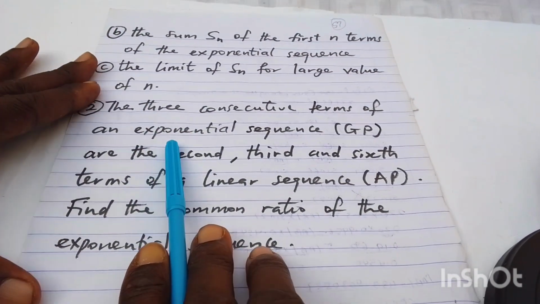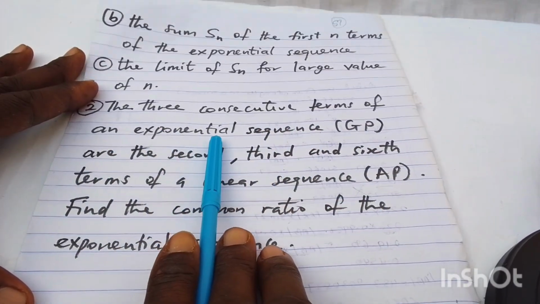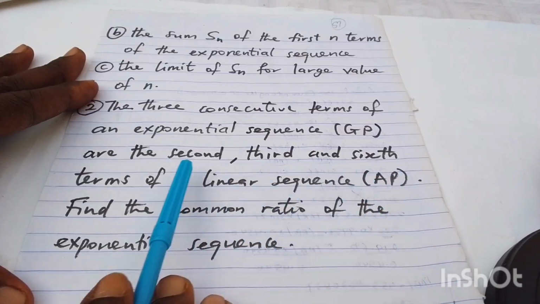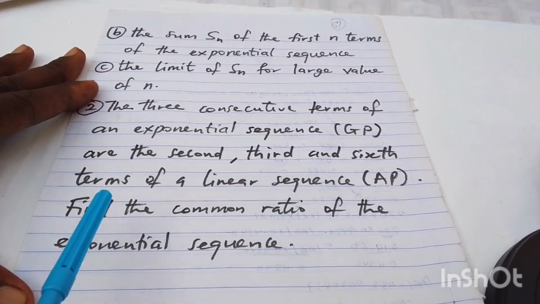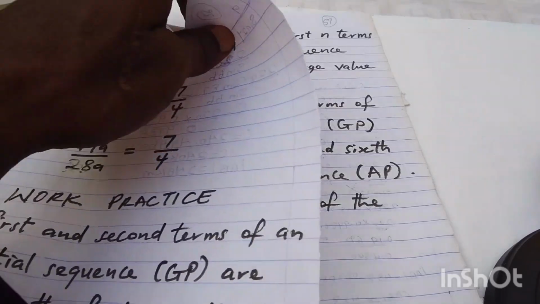Then number 2, the 3 consecutive terms of an exponential sequence, GP, are the second, third, and the 6th terms of a linear sequence. Find the common ratio of the exponential sequence.